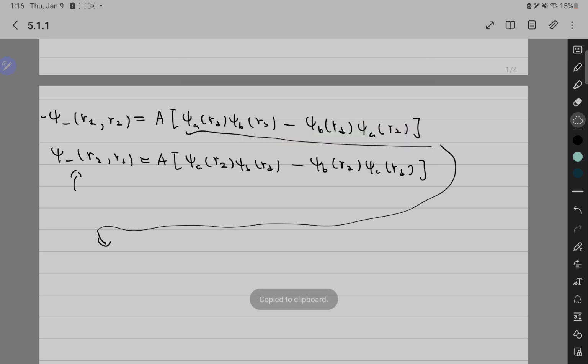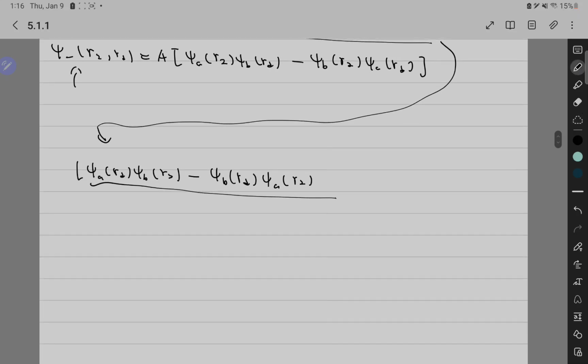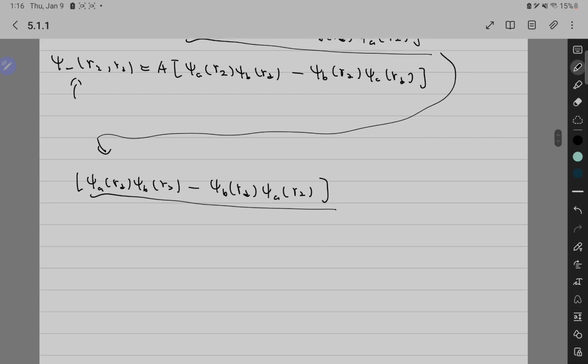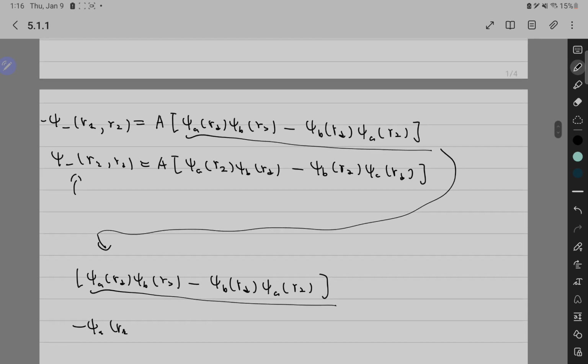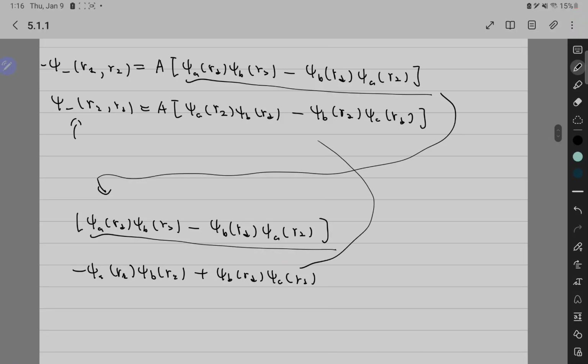So let's copy it and then paste. If you multiply this expression here by a negative, then you get negative phi a r1, phi b r2, and you get plus phi b r1 phi a r2, right? So now this is equal to what we have here, right?